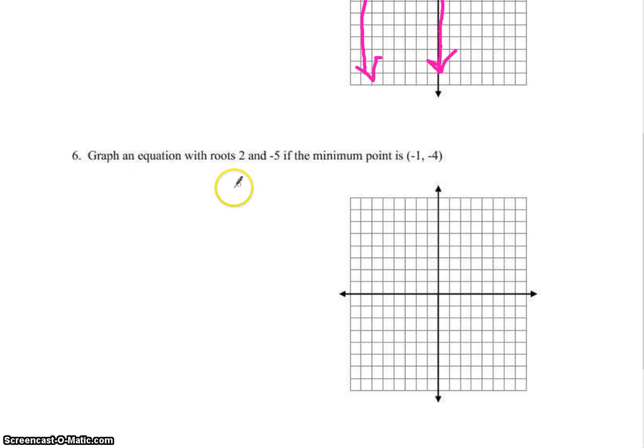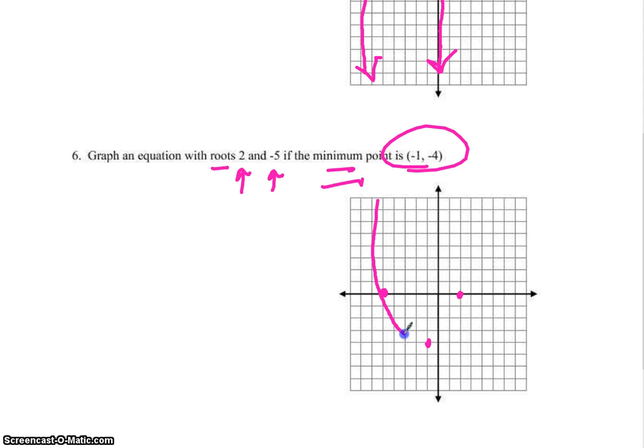So looking at number 6, we have roots of 2 and -5. We have a minimum point of (-1, -4). So we're going to go over to 2 and make a dot. We're going to go to -5, which is to the left, and make a point. We have a point at (-1, -4), so left 1, down 4.